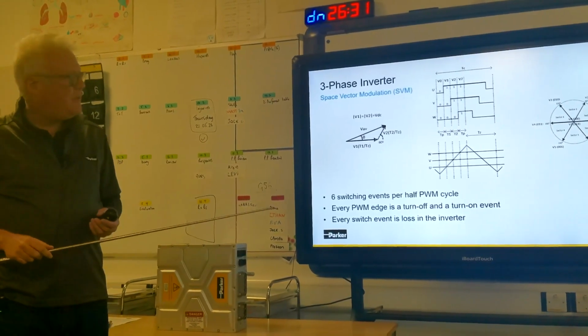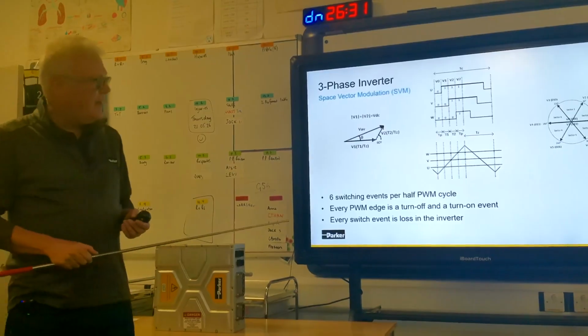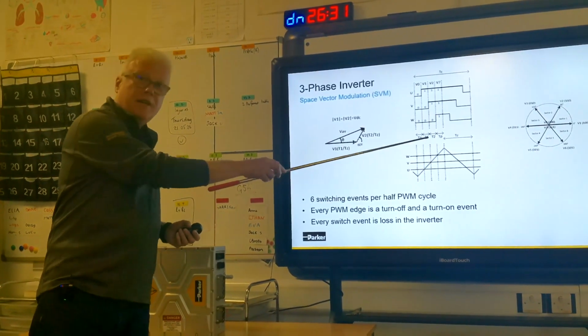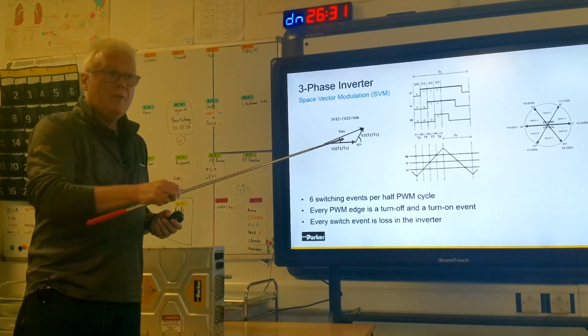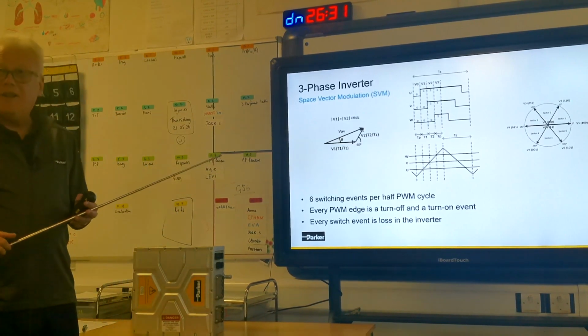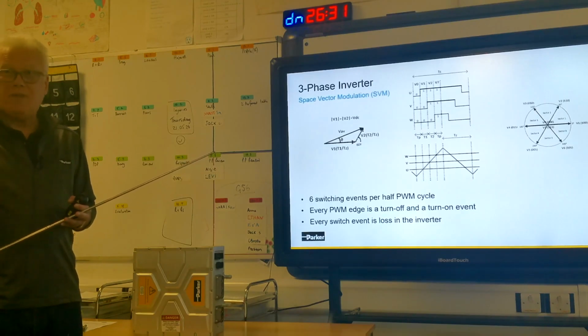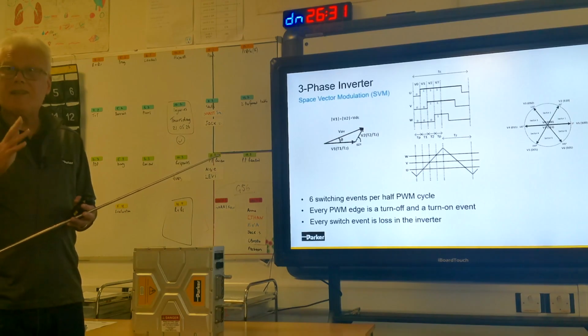So how do we get rid of that? Well, it turns out if I sample my currents at the top and the bottom of the triangular carrier wave, I will actually sample the underlying sine wave. It's magic. And I don't need to do any special filtering. I just have to synchronously sample in the right place.